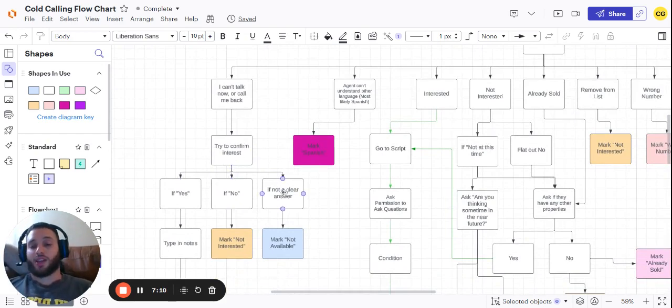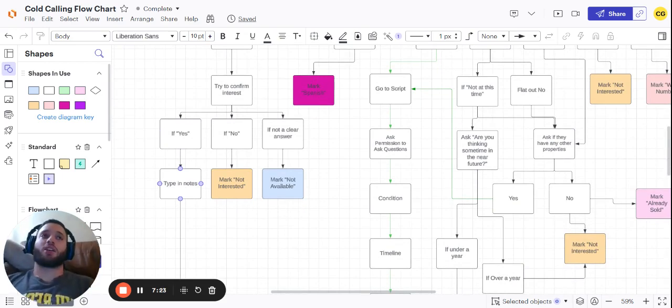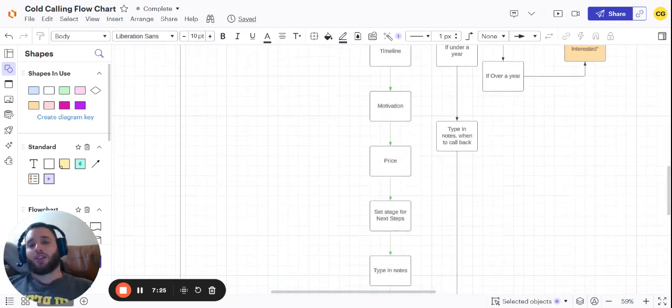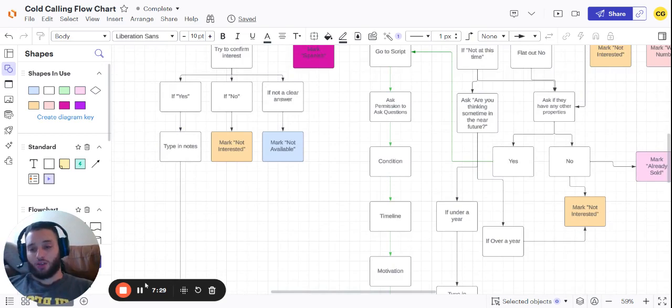So if they say yes, you type in notes something along the lines of he or she was interested, but couldn't really speak at the time, and then you would try and get a callback time. So I'll add it here real quick.